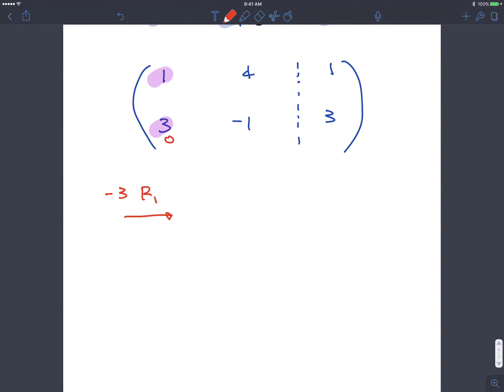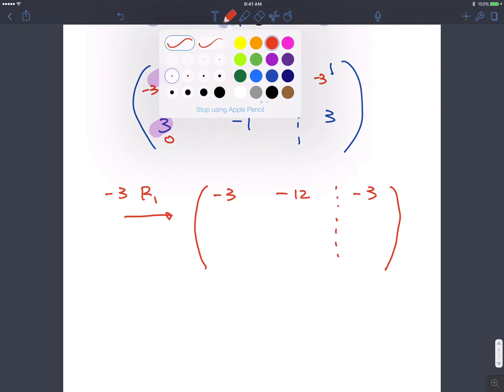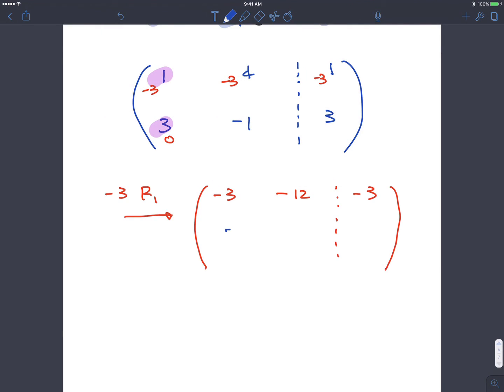I'm going to get a new matrix. So negative 3 is going to be multiplied to every value here. This gives me negative 3, negative 12, negative 3. The second row stays the same. 3, negative 1, positive 3.